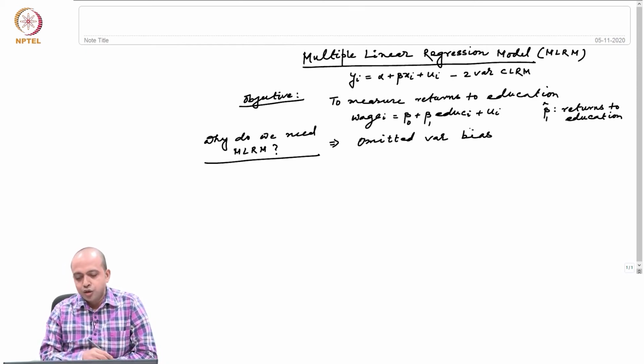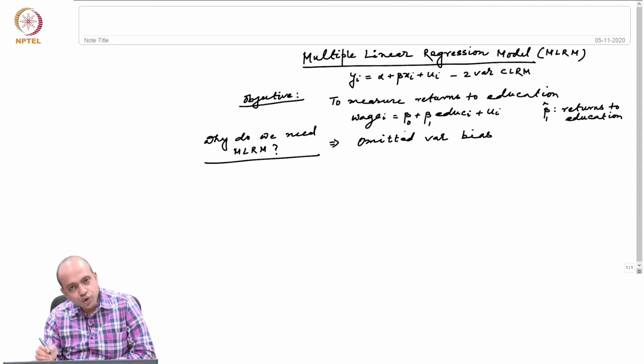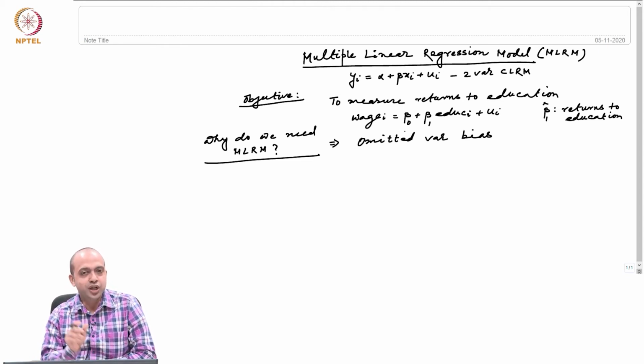To avoid this omitted variable bias, even if our objective is to estimate only the impact of education on wage, we need to include other factors as control variables in our model. That is something we have to keep in mind whenever we estimate any kind of econometric model.